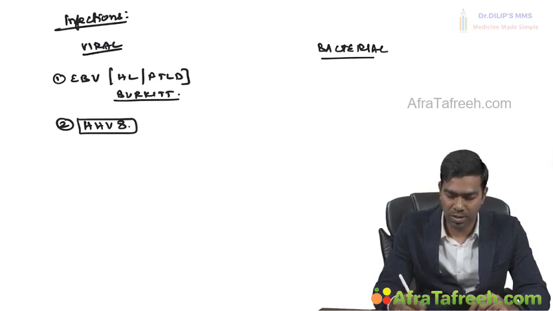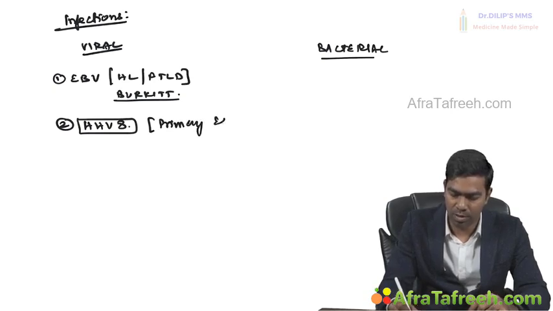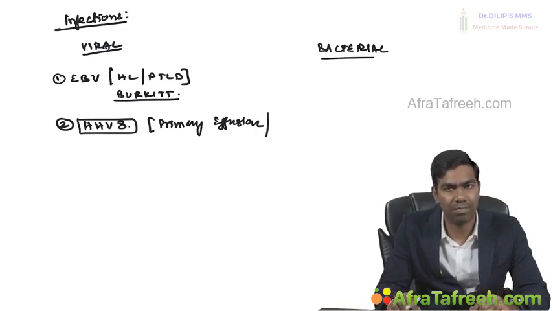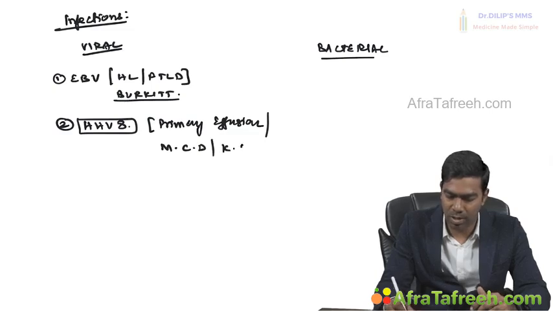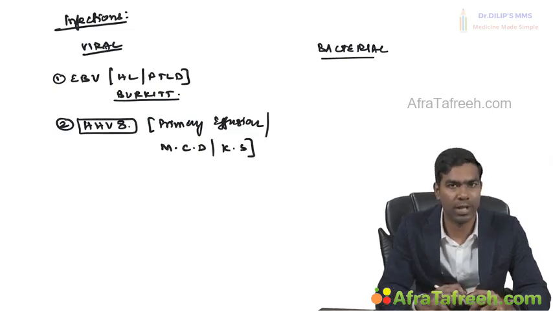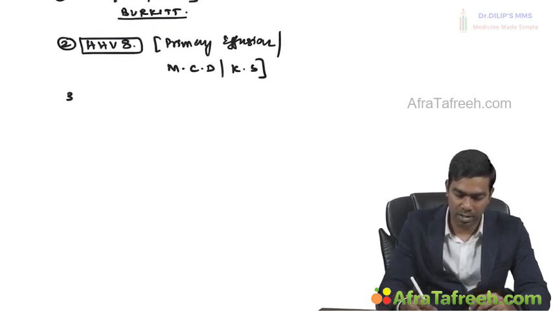Human herpes virus 8 typically results in something called a primary effusion lymphoma. I just wrote a short form. Then you have something called multicentric Castleman disease, and you might get Kaposi sarcoma. All these things are HHV8 related. Multicentric Castleman disease and Kaposi sarcoma.